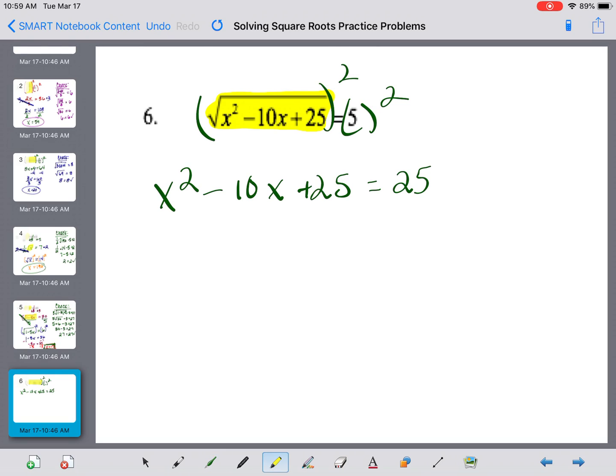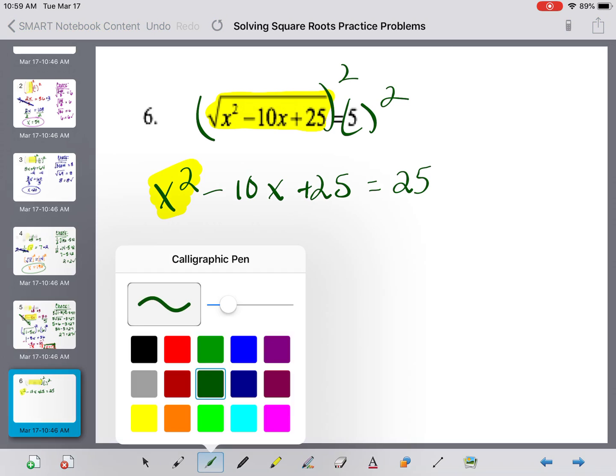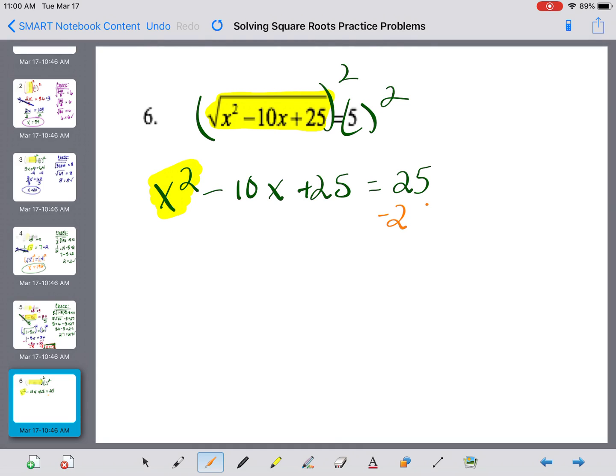Whenever you have an x squared, that's a pretty decent indicator that you're going to end up having to factor to solve. In order to factor to solve, your quadratic has to equal 0. So I'm going to move everything over to the side with the x squared. I'm going to take this 25 and move it over to the side with the x squared. We want to keep our x squared positive because it makes it easier to factor.